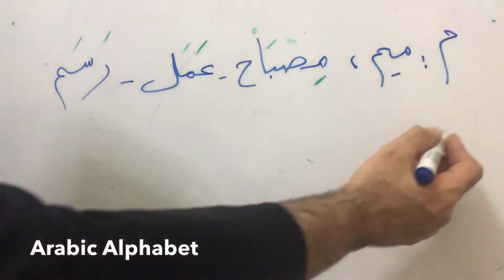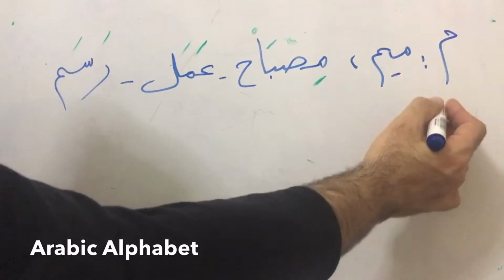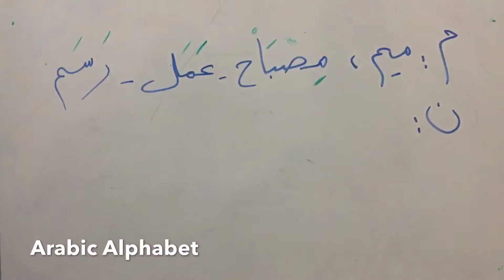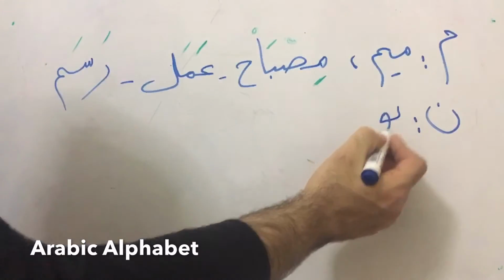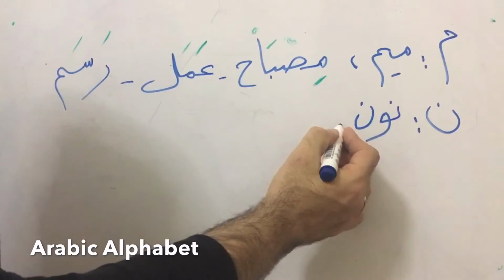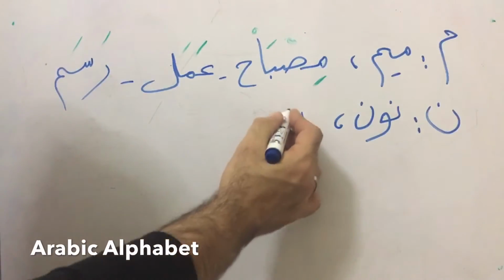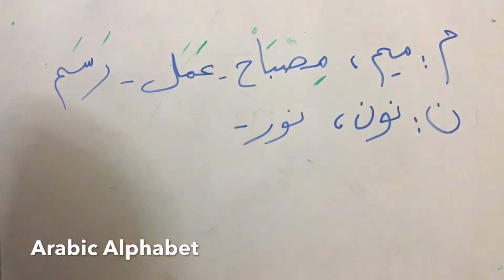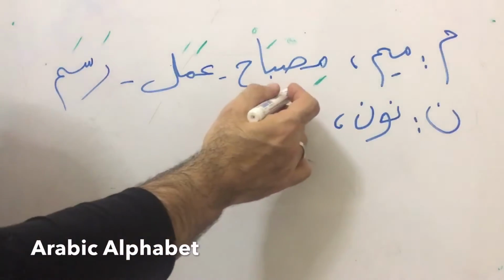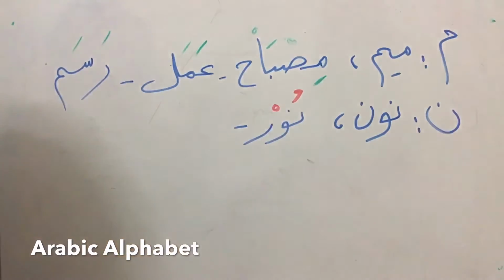Next we have noon. Noon. Like Noor at the beginning of the word. Noor means light.